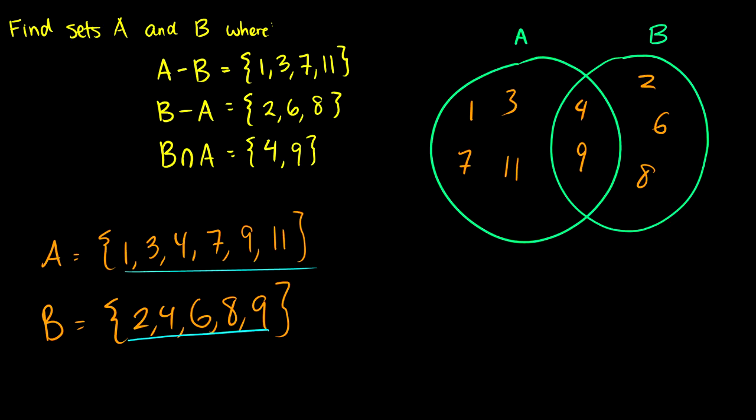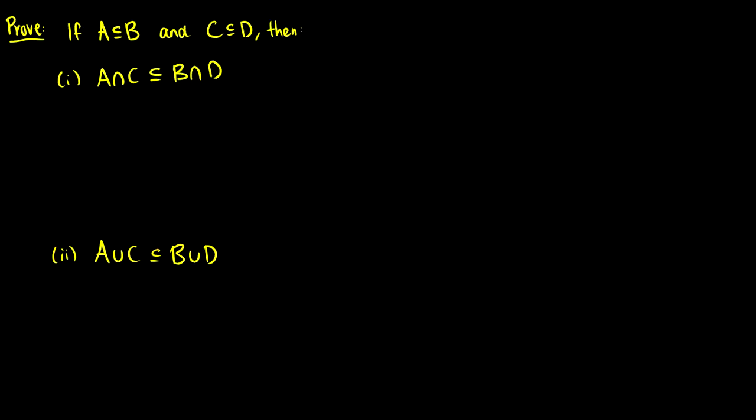Okay, the third question. We're going to do some more proofs just like the last example video. So here's the thing. If A is a subset of B and C is a subset of D, then we can prove that A intersection C is a subset of B intersection D. We can also prove that A union C is a subset of B union D.